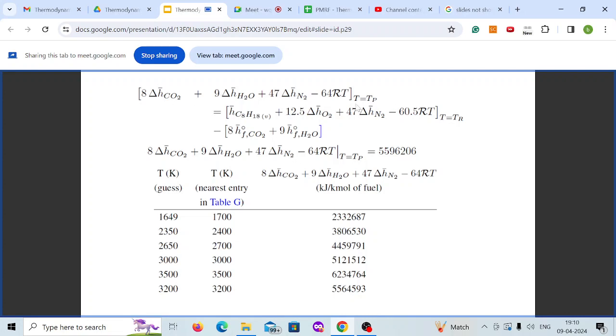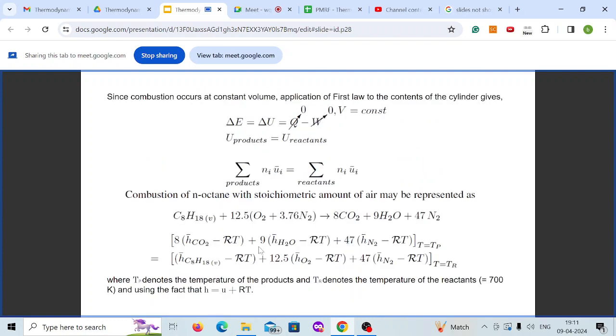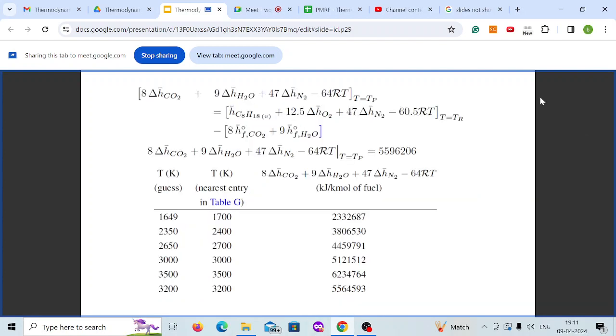The new equation will be 8 delta H CO2 plus 9 delta H2O plus 47 delta H nitrogen minus 64 RT, which is 47 plus 9 plus 8, and this is equal to the enthalpy of the fuel plus 12.5 delta H O2 plus 47 delta H N2 minus 60.5 RT, minus the enthalpy of formation of carbon dioxide and water.